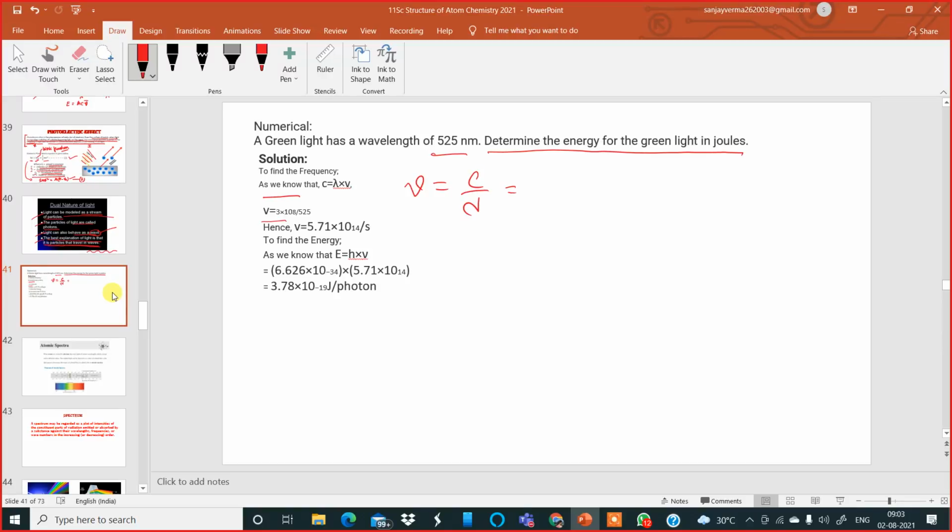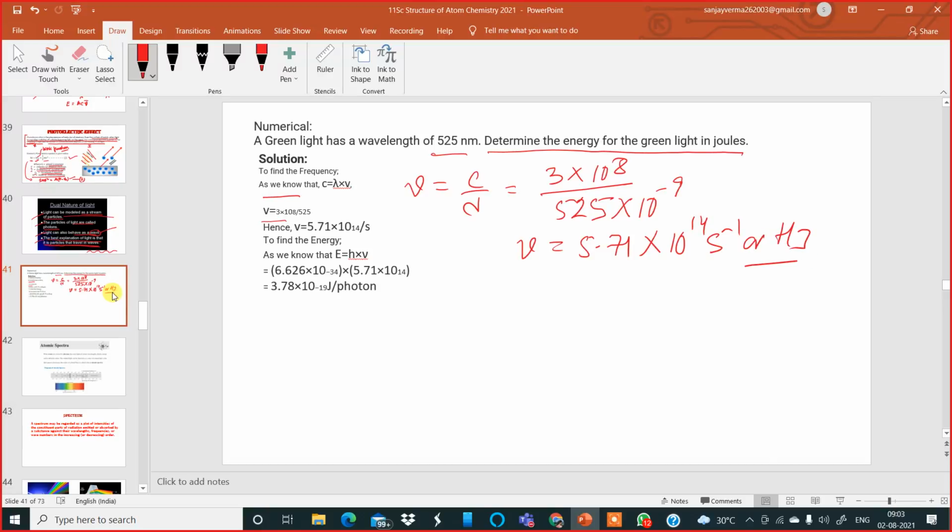So the value of c is 3 into 10 to the power of 8 divided by 525. It is given in nanometer, so we have to convert this into meter. Nanometer is 10 power minus 9. Upon simplification, the value of v is coming to 5.71 into 10 to the power of 14 per second or hertz. So that is how we get the frequency.